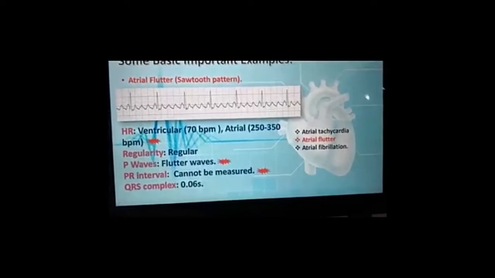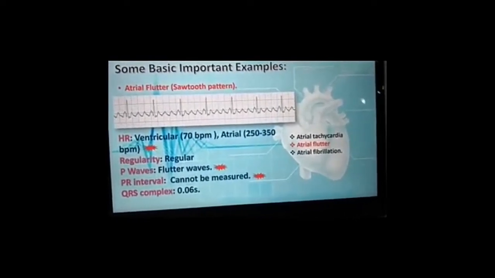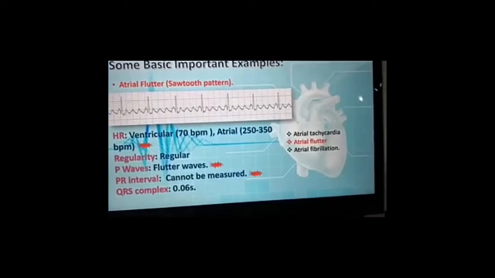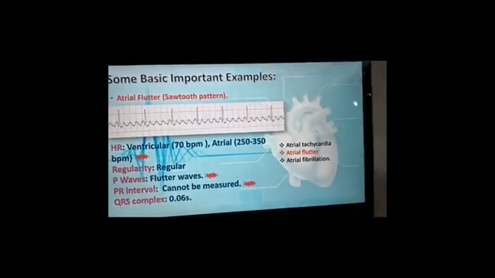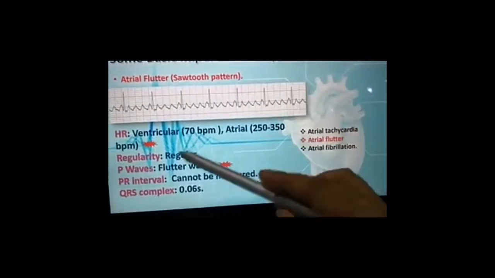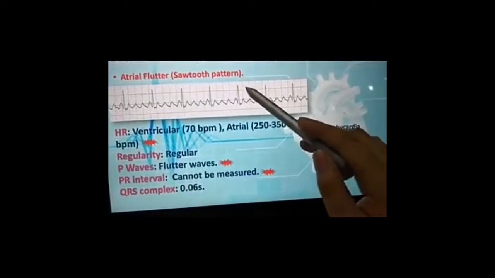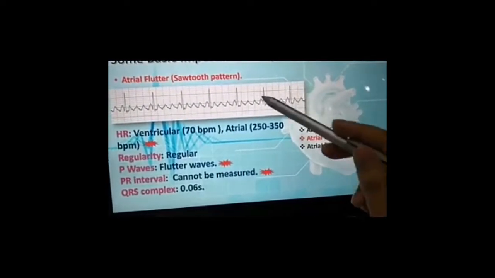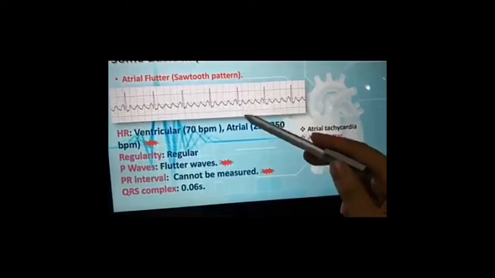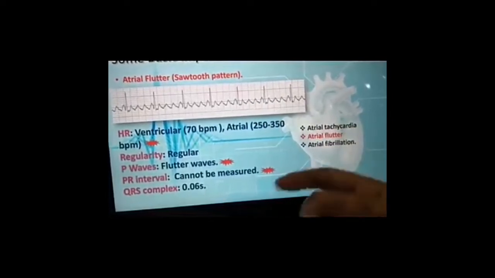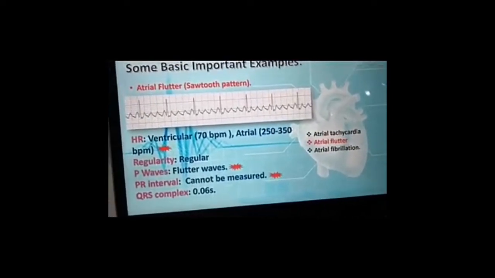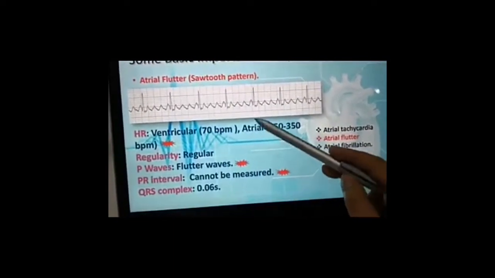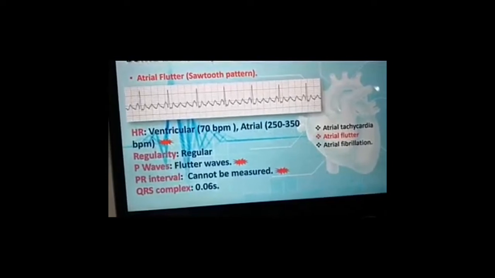Okay, the second example is atrial flutter. Atrial flutter is also called the sawtooth pattern. The P waves look like flutter waves, which is why we call it flutter. The atrial waves look like the teeth of a saw. So when we look at the heart rate, we find the problem is in the atrial, the atrial heart rate is very high.